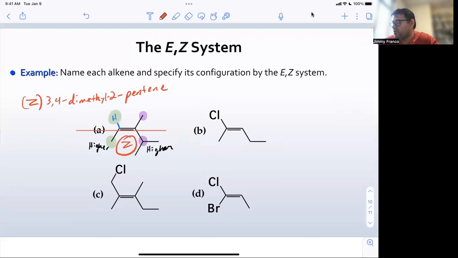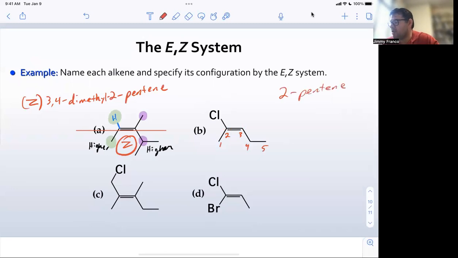All right, so hopefully this went well for you. Let's just go ahead and we'll actually name them and then do E and Z all together so we can get good at everything. So we'll start here on the left, and we have to number through the double bond. So again, it's 5 carbons, and it's on carbon 2. Right? So the double bond is between carbons 2 and 3. So again, it will be 2-pentene.